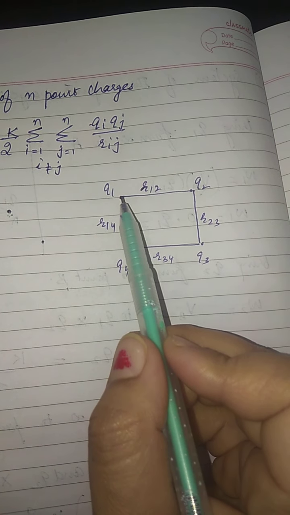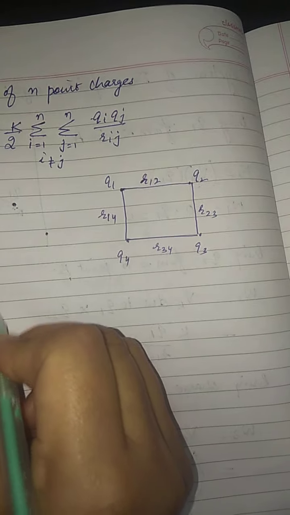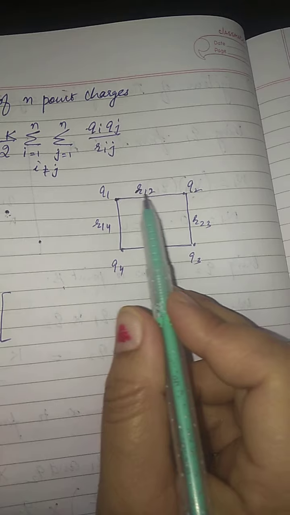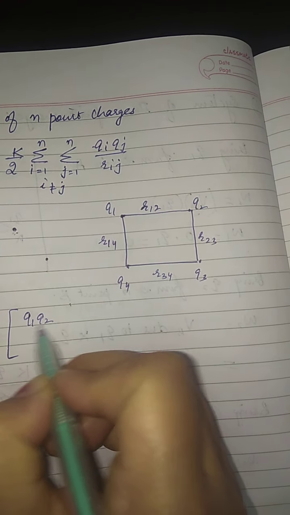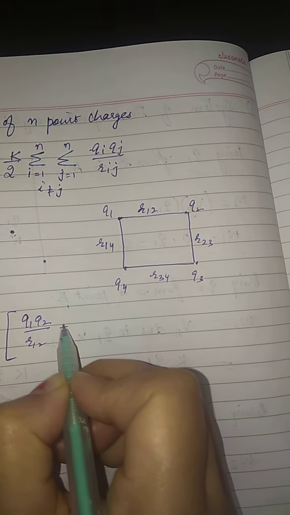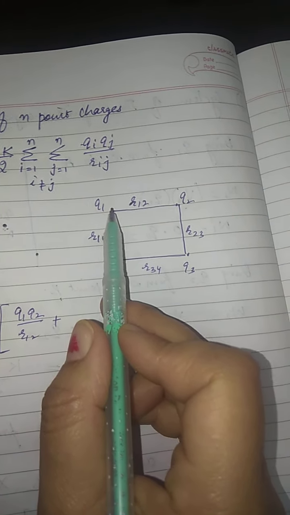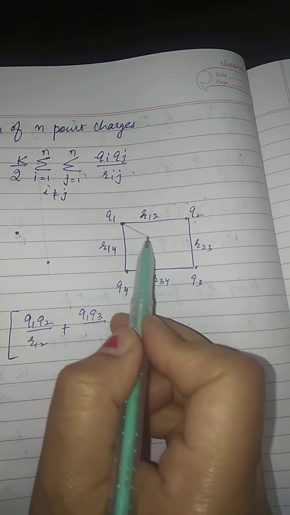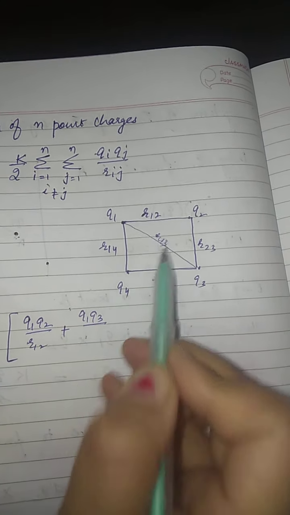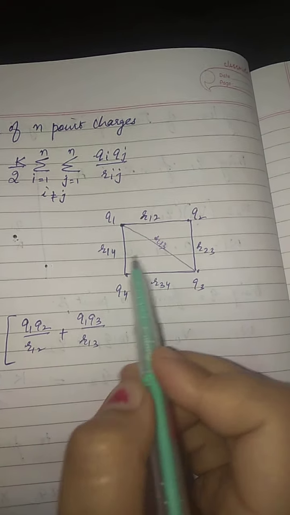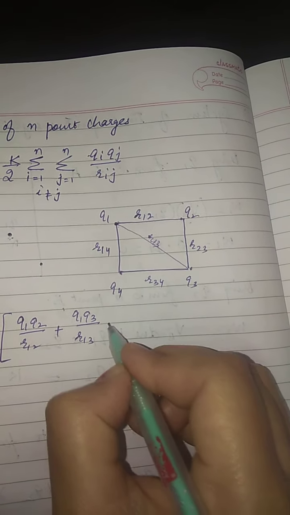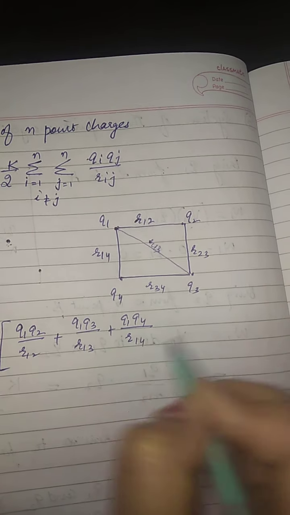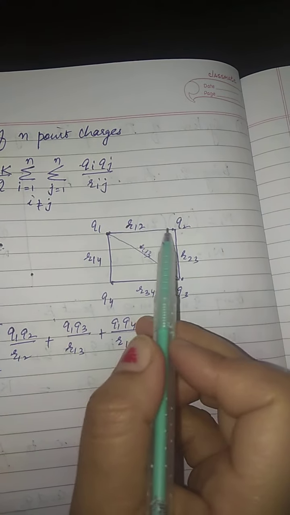First I am going to make the combinations with charge Q1. So K I am writing outside. So how can we write? K Q1 Q2 over R12, plus another combination with Q1 only, Q1 Q3 over R13, so that distance I want, then Q1 Q4 over R14. So I have taken the combinations with Q1.